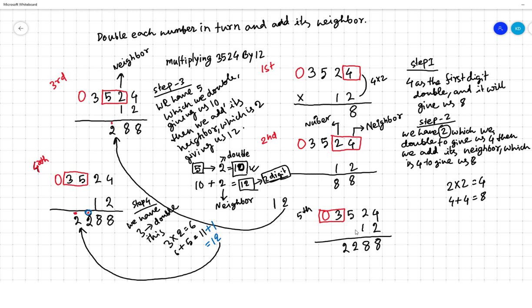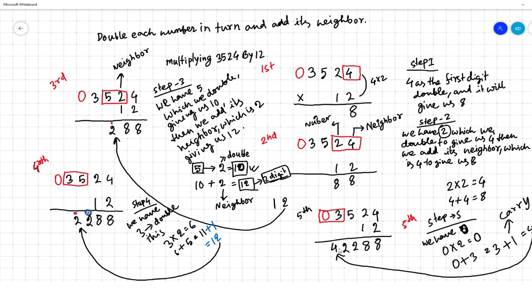Now you can understand why we need to put a 0 before this number. This is the same process, so you need to repeat again. Now this number is 0. 0 into 2 is equal to 0, and 0 plus 3 gives us 3, and carrying 1, that carry 1 gives us 4. So this is our final result.